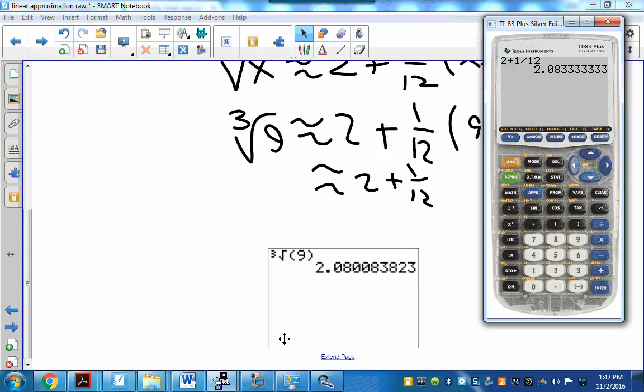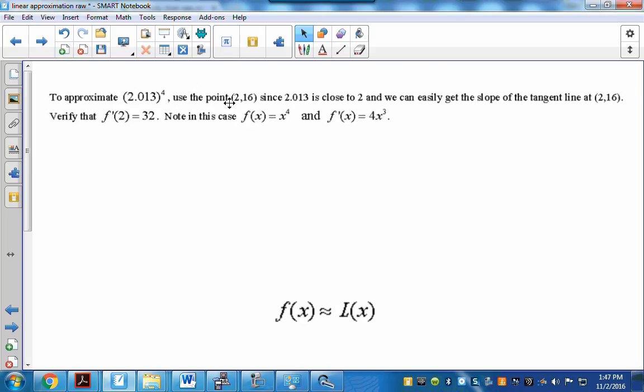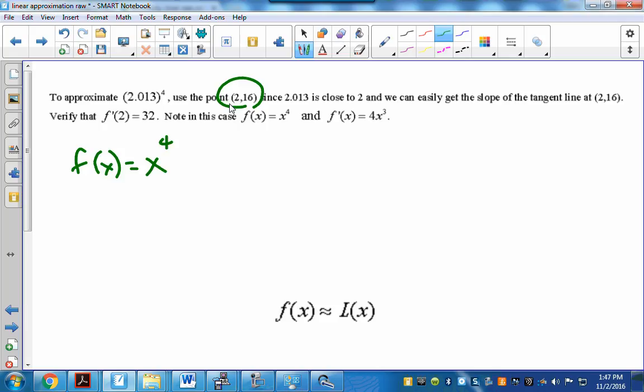Okay, next one. Take that thing and raise it to the 4th power. Use a tangent line to do it. We're going to be using this point on the curve, 2 and 16. This is a quartic. The function here, f of x, is x to the 4th. And what we want to say is x to the 4th is going to be about the same as a line. Now, the task is, what's the line? Do we have a y-coordinate, which is 16? Do we have a slope? Well, I said the slope was 32.